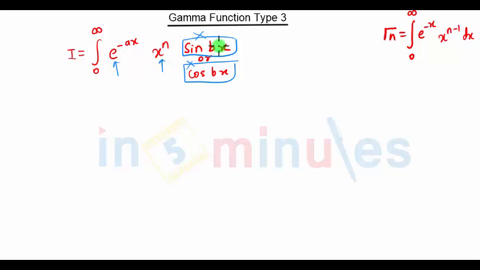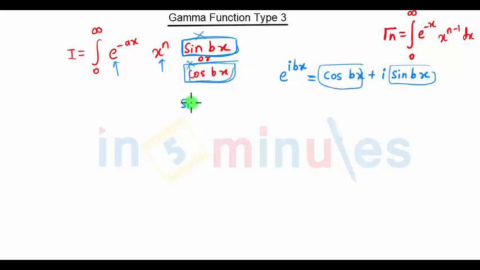So what are we going to do? How do we get rid of the sine and cos terms? What is the formula of e raised to i times bx? We know that whenever we have e raised to a complex term, e raised to i bx is nothing but cos bx plus i sine bx. So we all know e raised to i bx is nothing but cos bx plus i times sine bx. So if you see here, we have the terms matching: sine bx, cos bx.